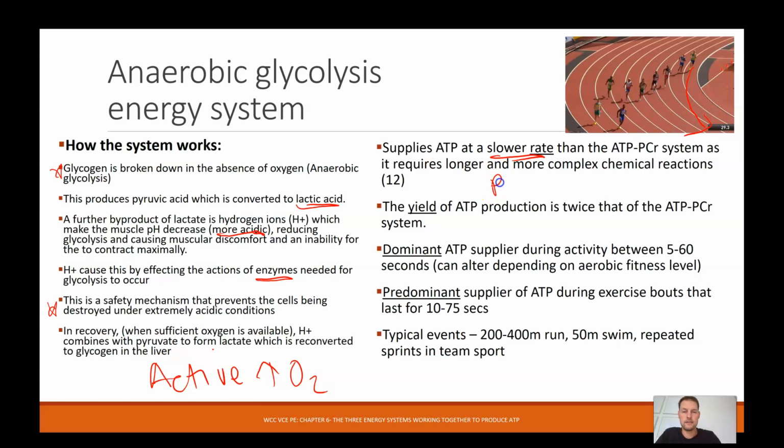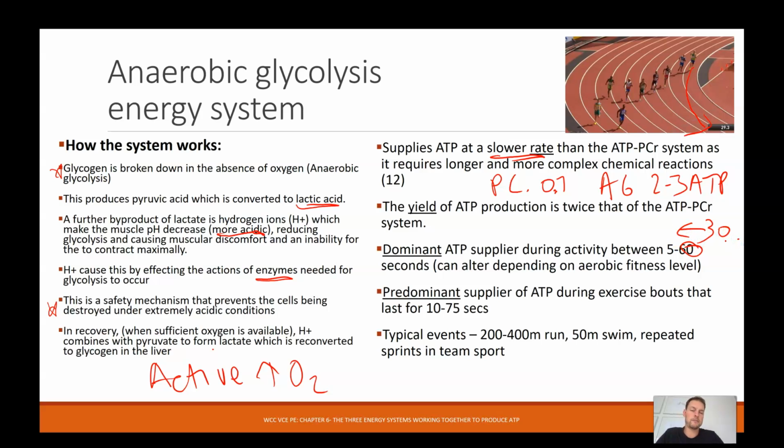Remember, PC had a yield of 0.7, whereas from this system, anaerobic glycolysis, we get 2 to 3 ATP every time we break down that glycogen molecule. It's dominant from the 5 to 60 second mark, and that can change depending on how aerobically fit someone is. The more fit someone is, this 60 seconds might even head down towards 30 seconds.